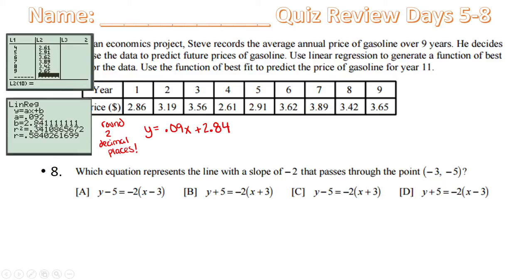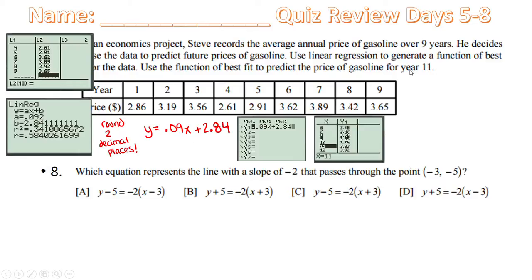So my slope is going to be 0.09x. And my y-intercept is 2.84. Then, whenever we need to make a prediction, we're going to put this into our y equals key like this. Then we're going to go to the table, look for year 11, and we see 3.83. And this is talking about dollars. So my answer is $3.83.